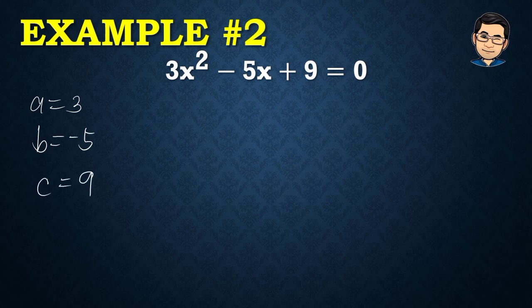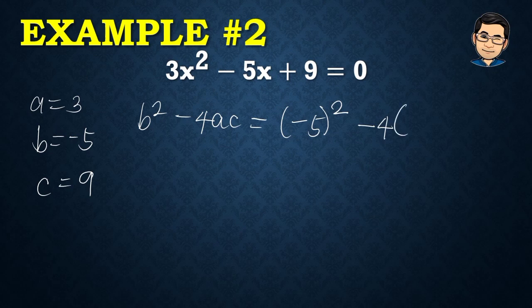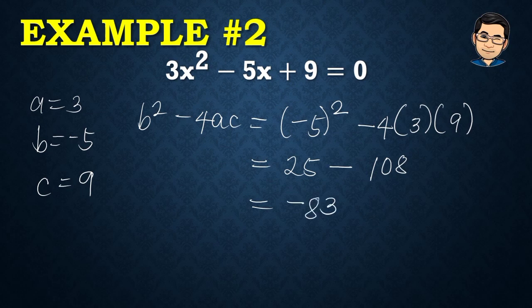And then, applying the discriminant formula, b squared minus 4ac. So, b squared, negative 5 squared minus 4, the value of a, 3, and then the value of c, 9. Negative 5 squared, that is 25, minus 4 times 3, 12, times 9, that is 108. Now, 25 minus 108, that is negative 83. Again, nakakuha tayo ng negative na sagot. Ibig sabihin, ang ating equation na 3x squared minus 5x plus 9 is equal to 0 has no real roots.